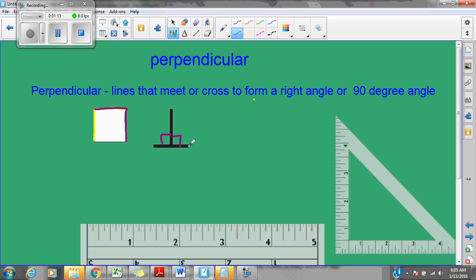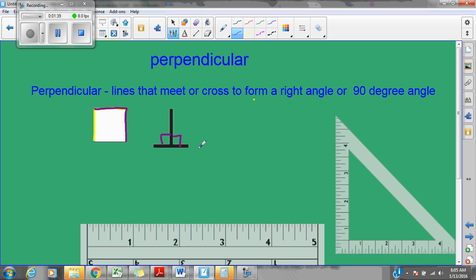Sometimes you are asked to identify. You could do that by using your circle template, the circle that we folded up. You can fold up a piece of paper. You could use the corner of a paper and stick that corner of the paper into the lines to see if it matches exactly. That will tell you if lines are perpendicular or a right angle or 90 degrees.